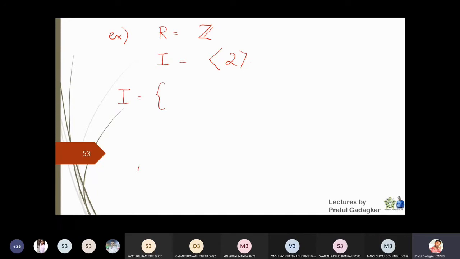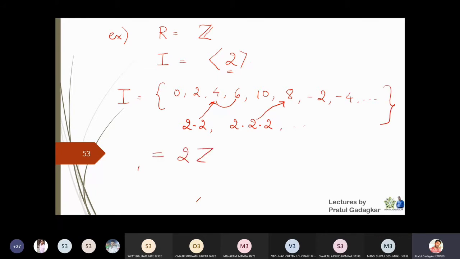First of all, it will contain all the sums of 2s, right? So it will contain 0 also, it will contain 2, 2 plus 2, 2 plus 2 plus 2, which is 6, right? And then it will also contain 6 plus 2, which is 8, because it is an ideal, so it's a group with respect to addition. So in that case, you understand that if with respect to addition itself you do, you will get all the even numbers. You don't even have to do 2 into 2, 2 into 2 into 2, because those numbers are already written over here, right? So this means that this ideal is basically nothing but your set 2Z. So this is the ideal generated by 2.